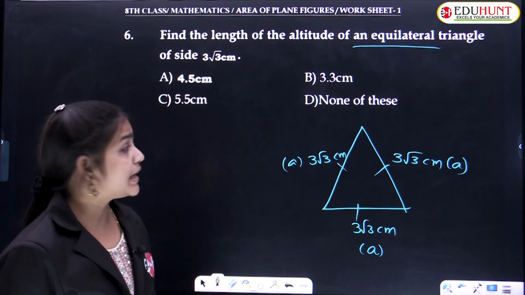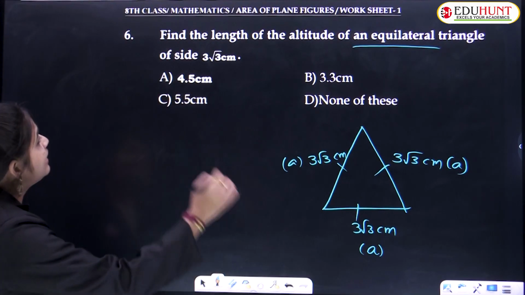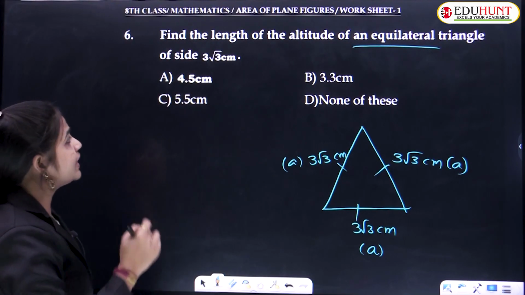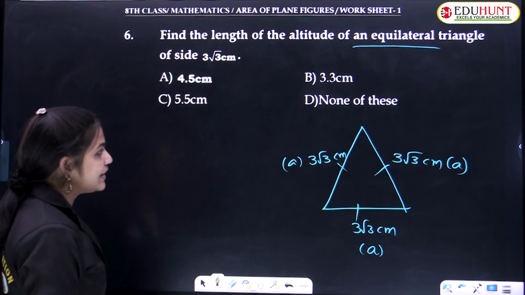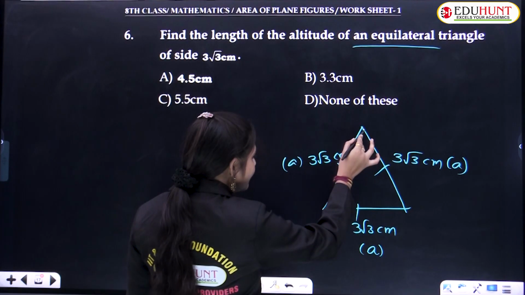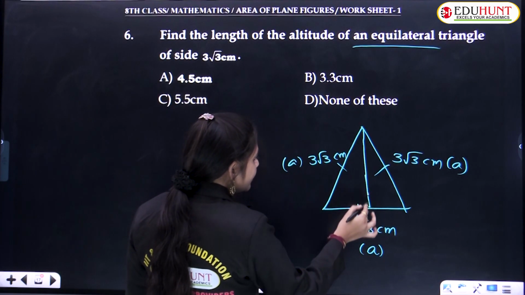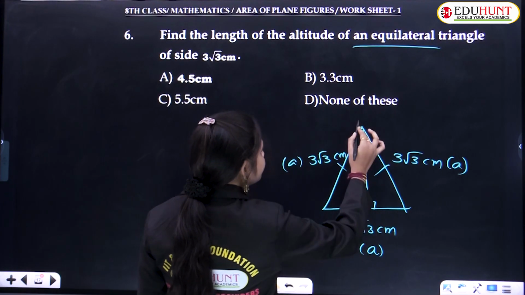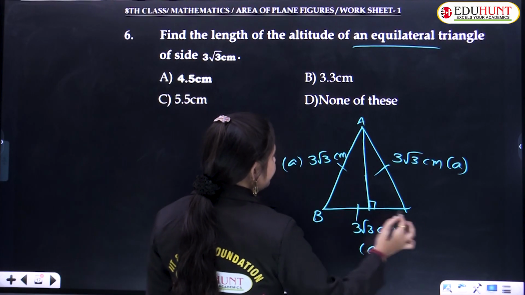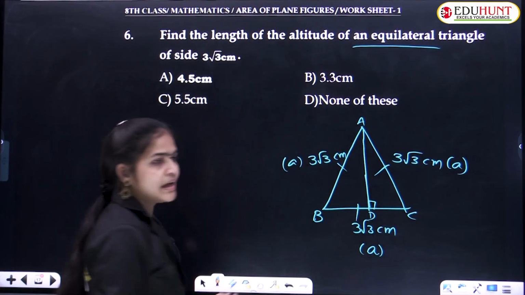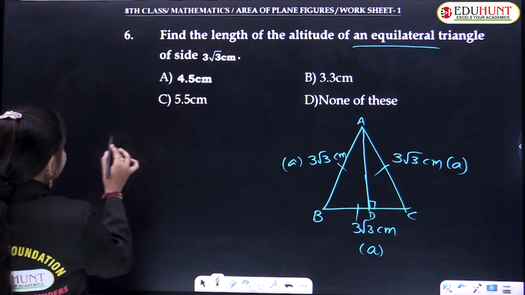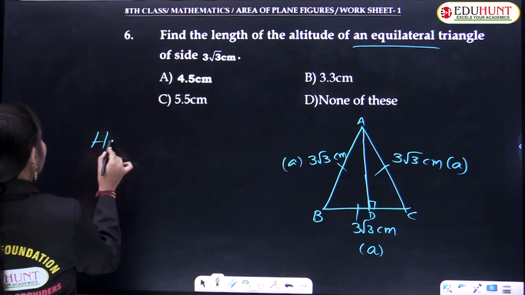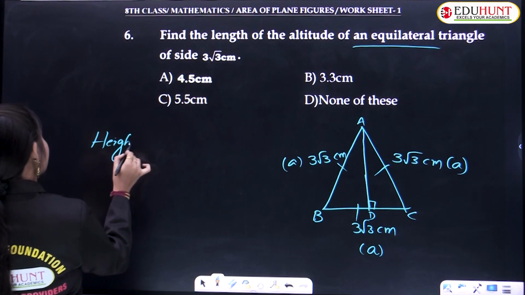Side of an equilateral triangle. Now what are they asking? The length of the altitude of an equilateral triangle we need to find out. Altitude means the height, in triangle A, B, C, D, this line we need to find out. What is the formula to find the altitude, the height of an equilateral triangle?